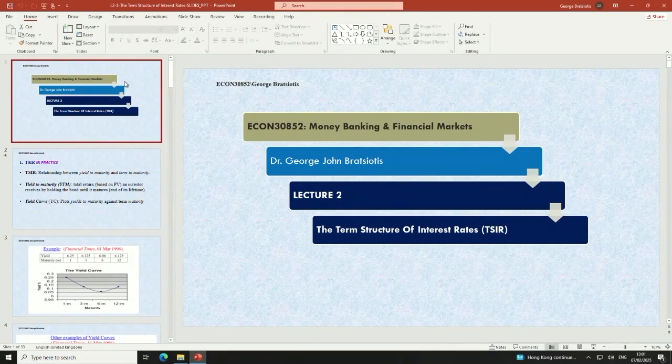Right, so today we continue with the bond markets and we focus on the term structure.